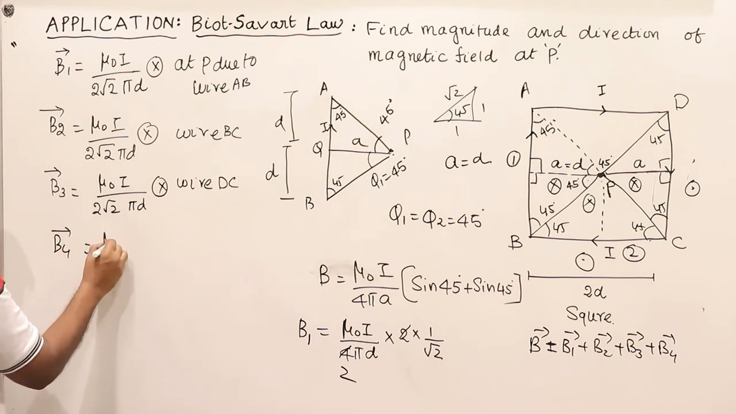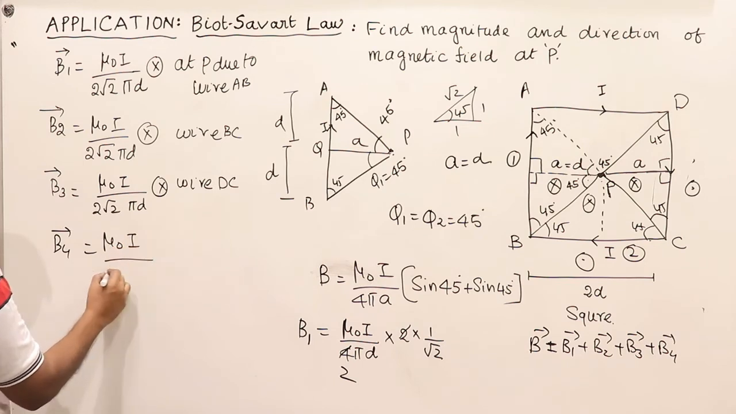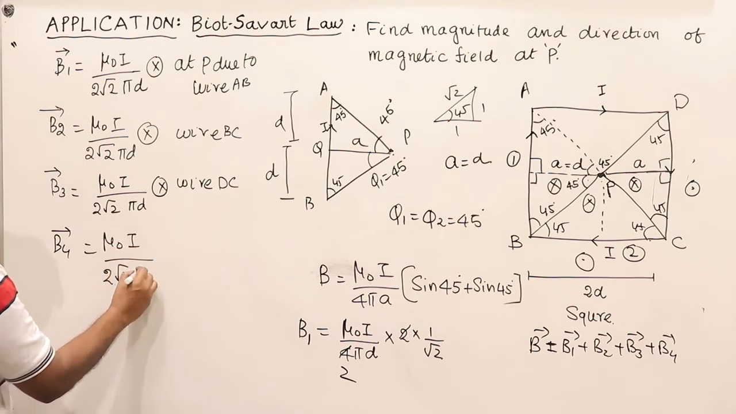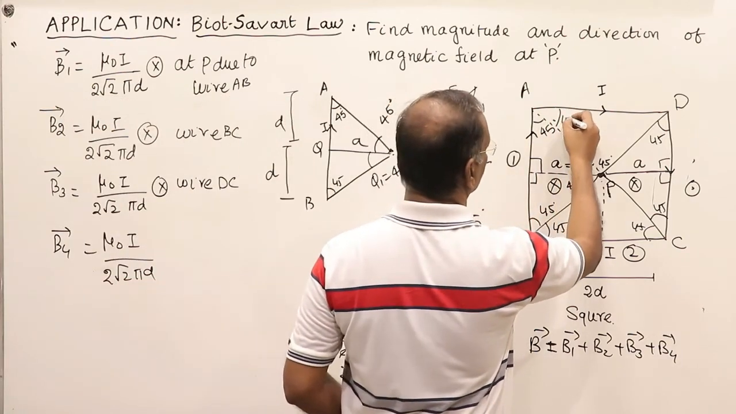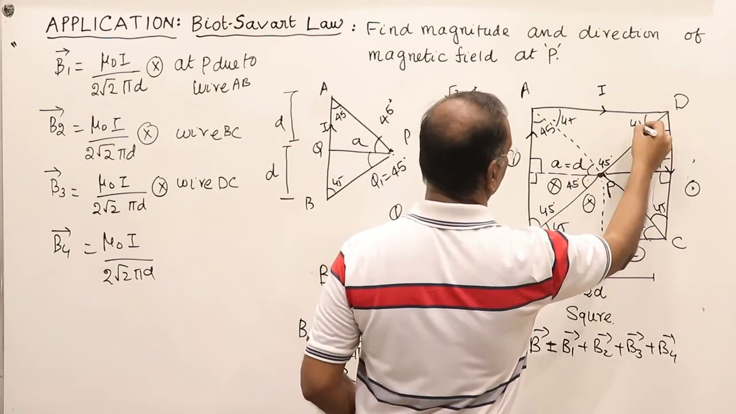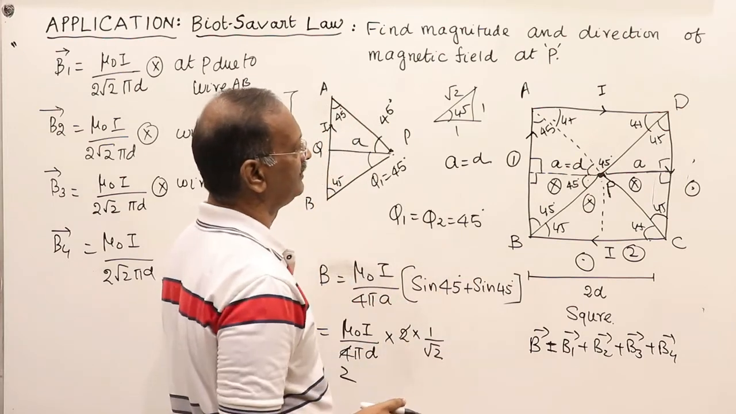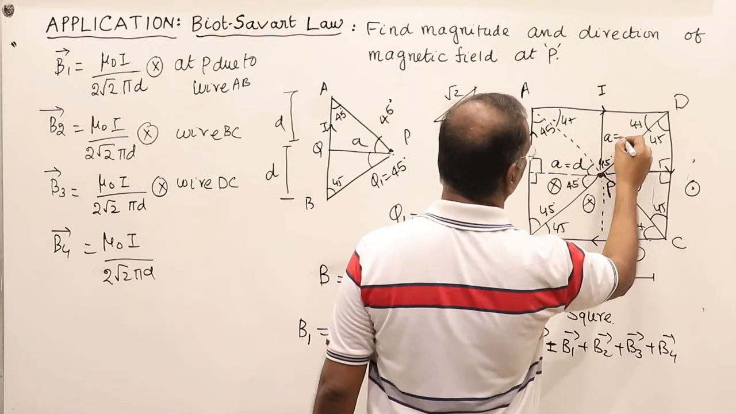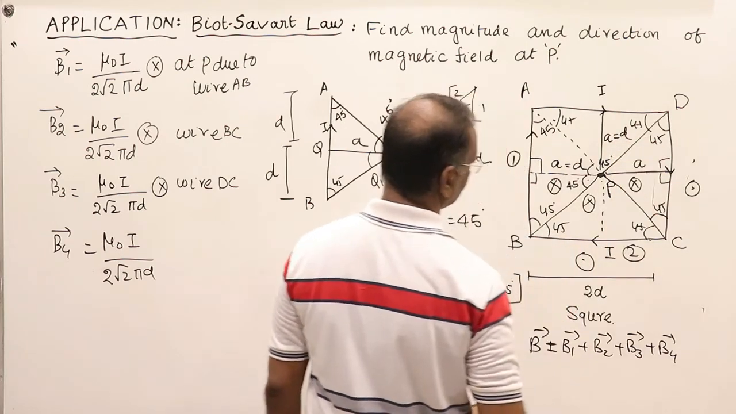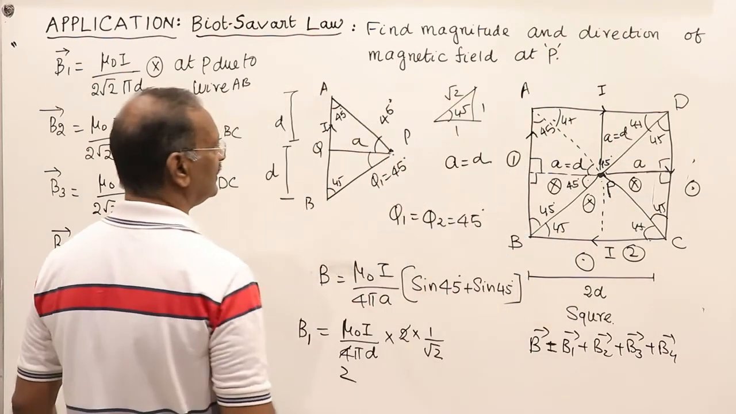B4 is equal to mu naught I divided by 2 root 2 pi d. Because this is 45, this will also be 45, this will also be 45. Same story repeats, and this is A. For this one, this is A, which is equal to D. So exactly same. What about the direction?